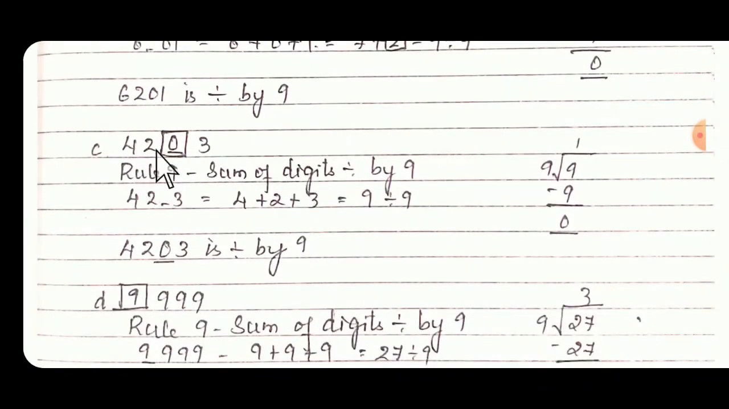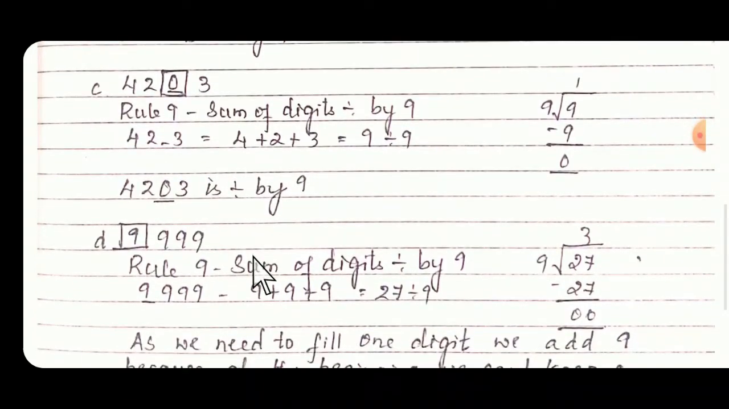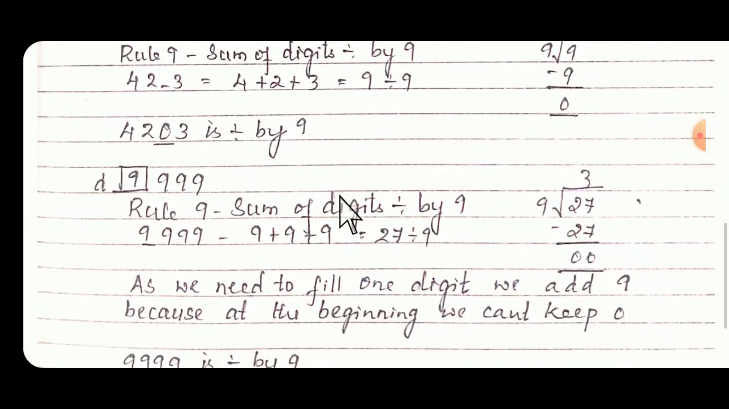Next one is 42 dash 3. 4, 2 and 3. If we keep 0 there, 4 and 2 is 6, 6 plus 3, it is already 9. If we keep 0, 9 divided by 9 is possible. It becomes 4203. That number is divisible by 9.